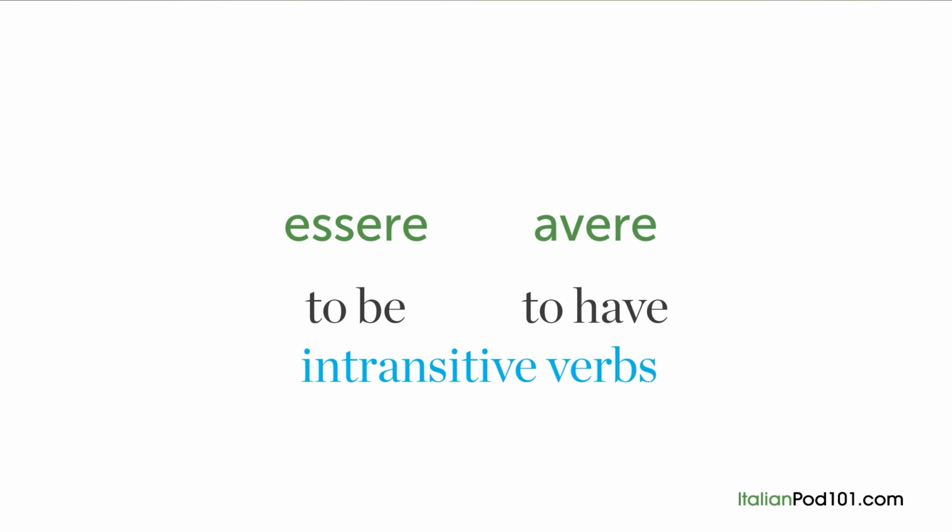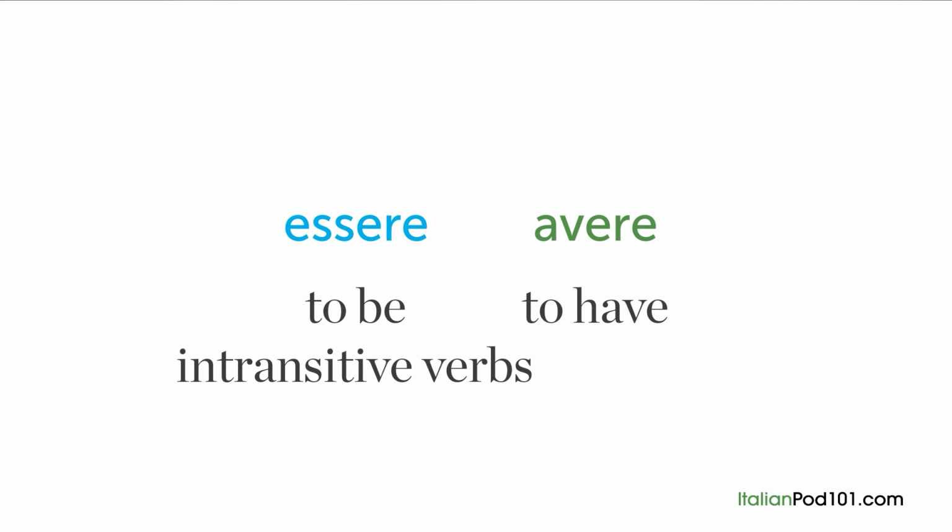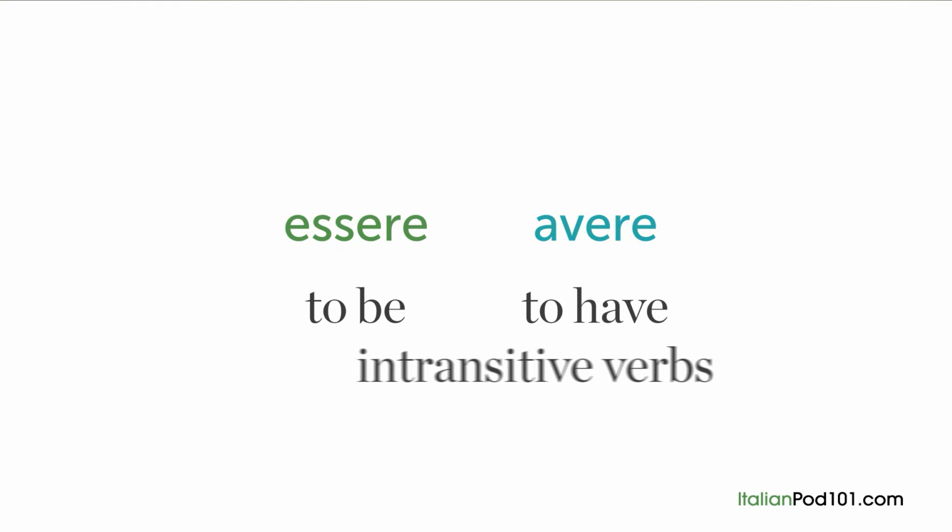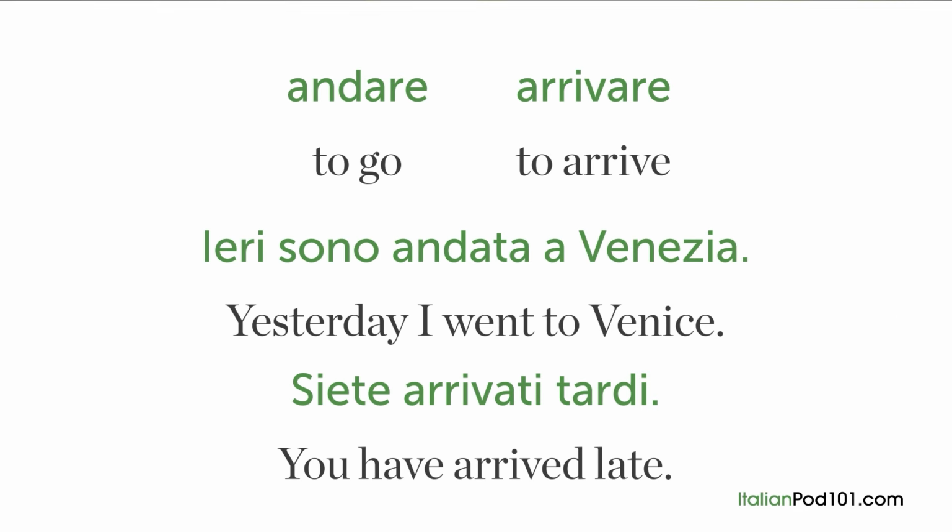What about intransitive verbs? Some use essere and others avere. Although there are no set rules, here are some things you can look out for. For example, intransitive verbs of movement always use essere, such as andare, to go, and arrivare, to arrive. Here are two sample sentences. Ieri sono andata a Venezia. Yesterday I went to Venice. Siete arrivati tardi. You have arrived late.